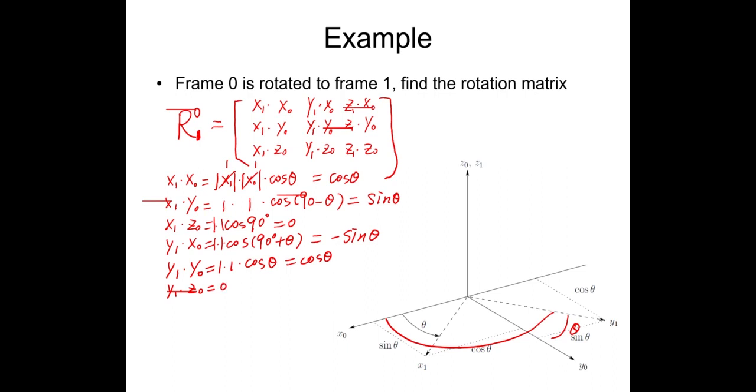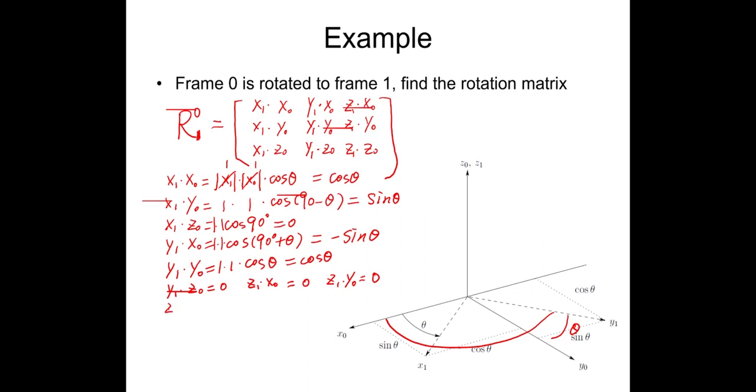And next term is z1 dot product x0. So here is my z1 and x0 is here, so that is perpendicular, so that is cosine 90. Again, it's 0. And next term is z1 dot product y0, so that is 1 times the cosine angle, this is my z1 and this is my y0. Again, that is perpendicular, so that's cosine 90, so it's 0.